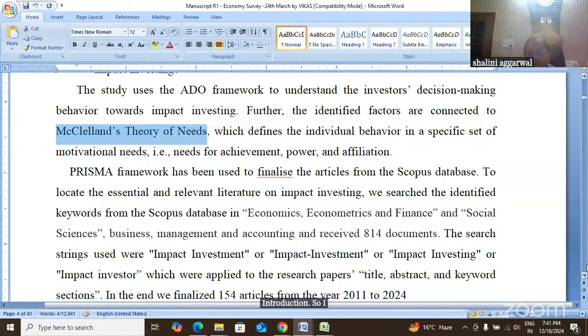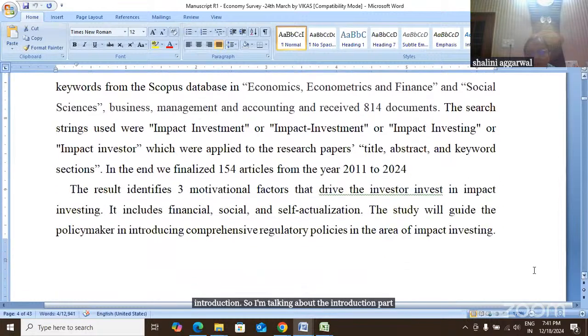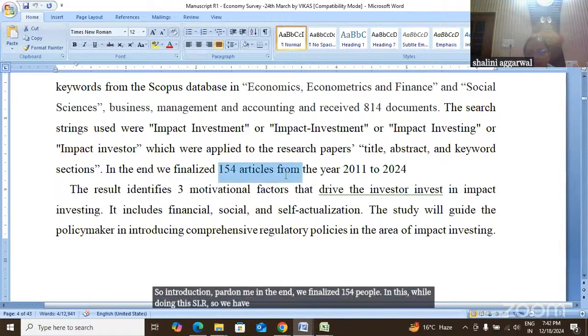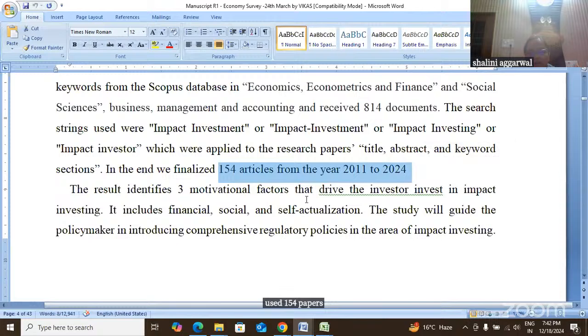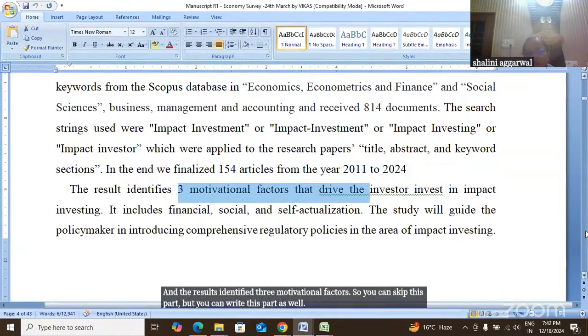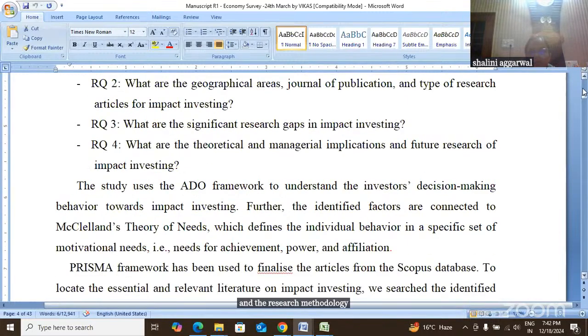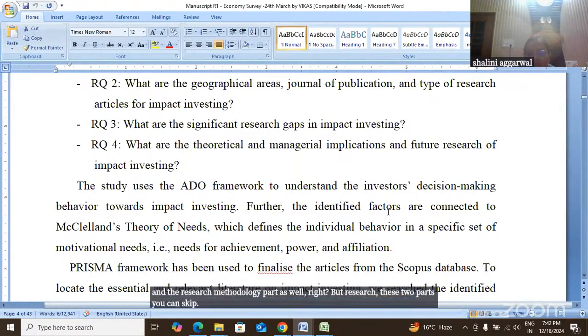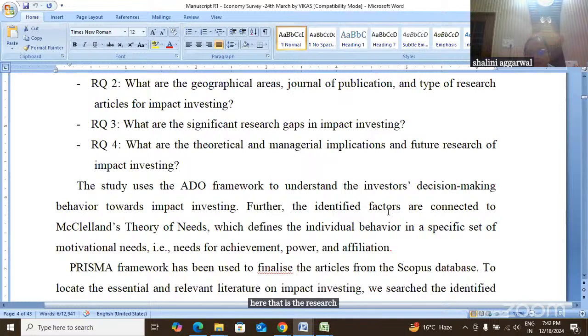In the end, we finalized 154 papers. While doing this SLR, we have used 154 papers from the year mentioned, and the results identified three motivational factors. You can skip this part, but you can write a brief overview of the results and the research methodology as well. But these two parts, the research methodology and the results section, you can skip here.